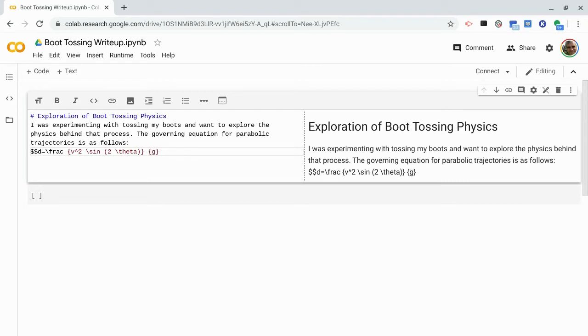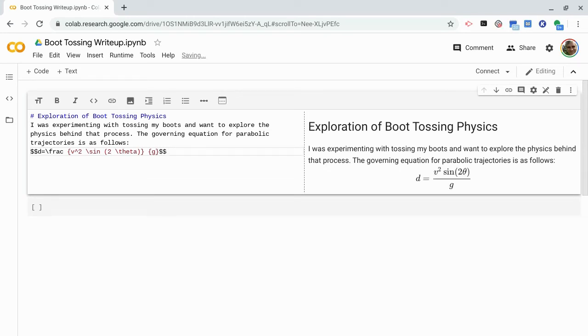And then finally, in order to finish my equation, I have to use a pair of dollar signs. And once I type those dollar signs, you can see on the right-hand side of my screen, I have this very beautifully formatted equation, d equals v squared sine 2 theta over g. It's lovely. I'll hit enter again on the left to go to my next page.